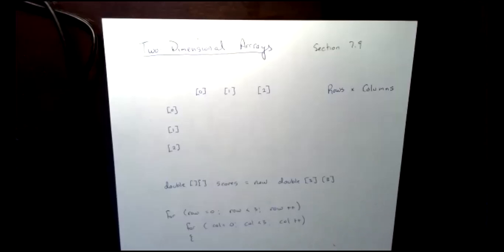The last section is section 7.9. We did skip a couple of sections in chapter 7 because we just can't cover everything. So when we were going through chapter 7, I picked out the highlights. You got the understanding of what an array is. You looked at passing an array as an argument. You looked at a method that has a return type that's an array.